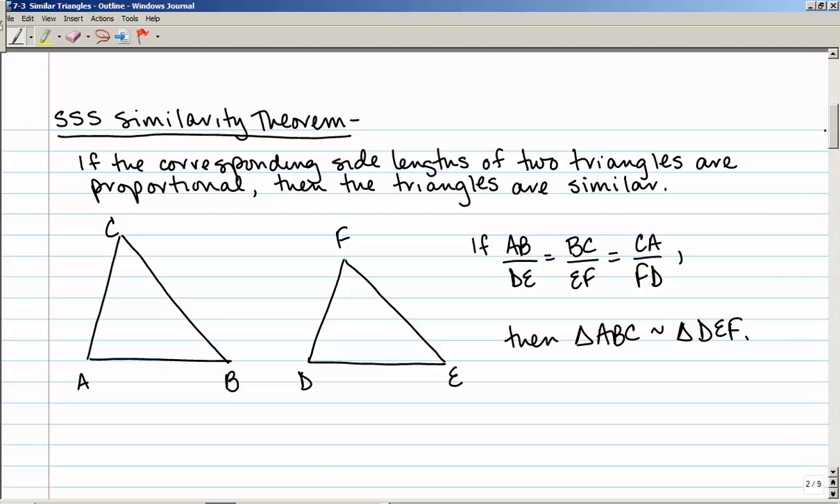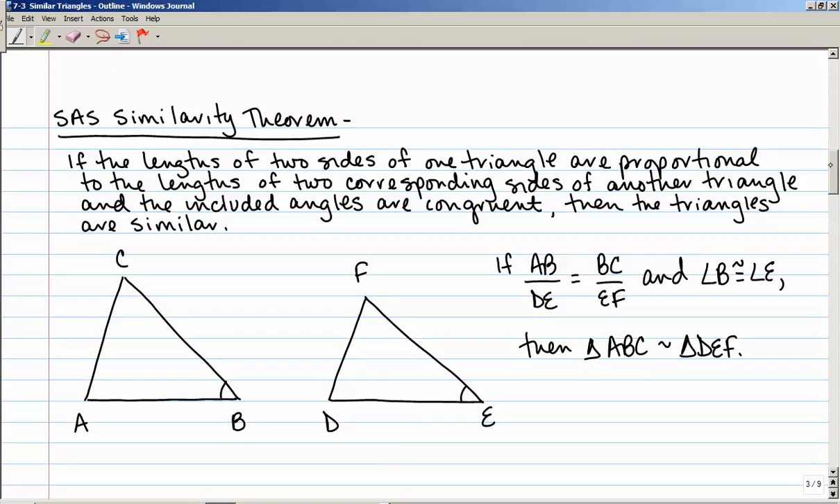The SSS Similarity Theorem uses sides. If the corresponding side lengths of two triangles are proportional, then the triangles are similar. So if corresponding sides are proportional, so if AB over DE is equal to BC over EF, which is equal to CA over FD, then we can say the triangle ABC is similar to triangle DEF. So all three pairs of sides have to be proportional to each other.